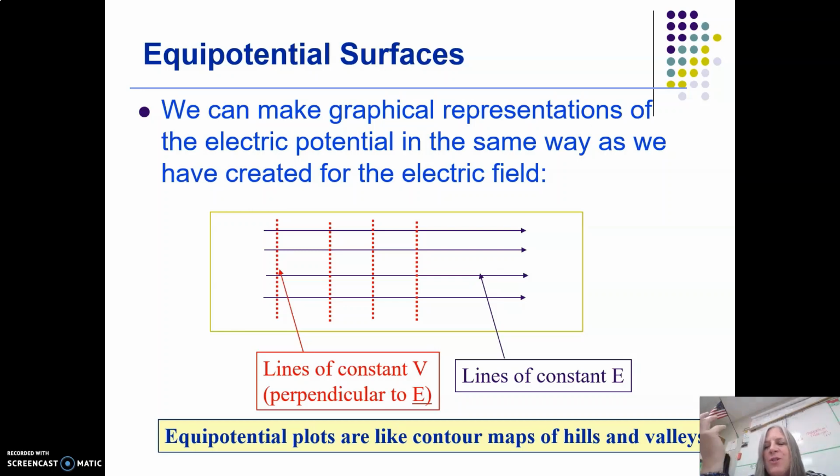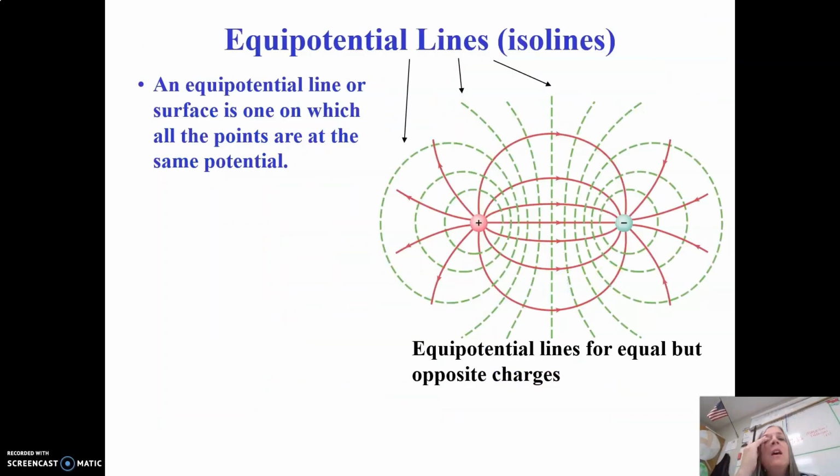The reason why they're also called surfaces is because we like to think of the electric potential in terms of a surface, like a topographical map. And so a positive potential would be like a peak, and a negative potential would be like a valley. If we draw equipotential lines, those are the green ones on here, for two opposite charges, the red picture is the electric field lines.